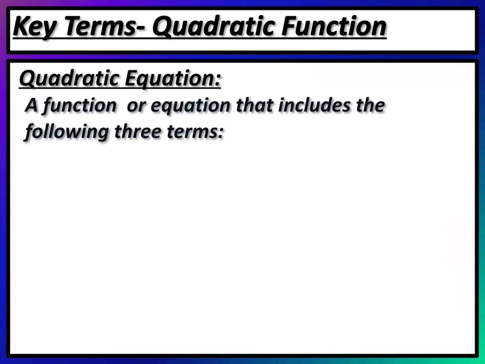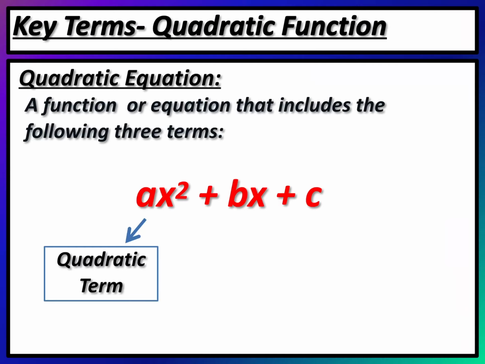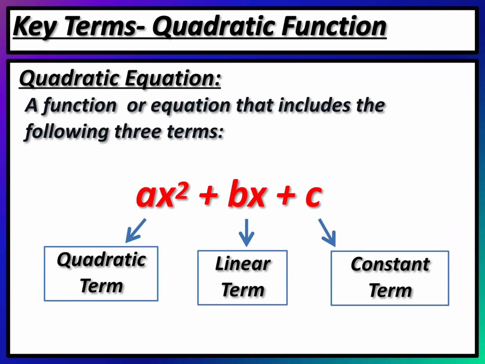So a quadratic function, an equation, comes in the form of ax squared plus bx plus c. So ax squared is the quadratic term because it has an exponent of 2. Bx is the linear term because technically that variable has an exponent of 1. And c is the constant term. That's going to be just a number.